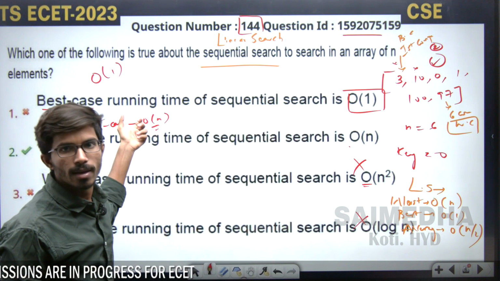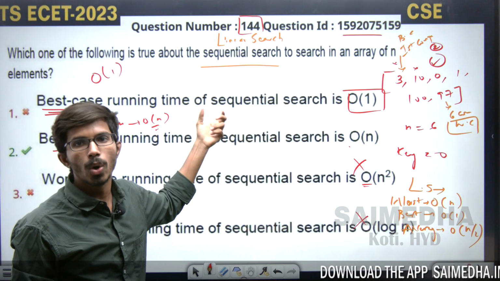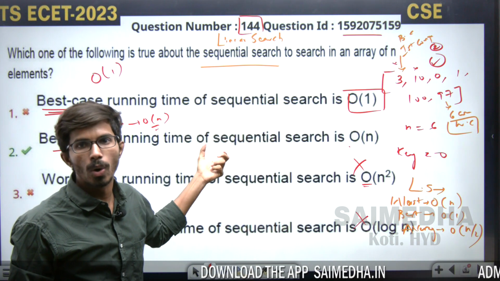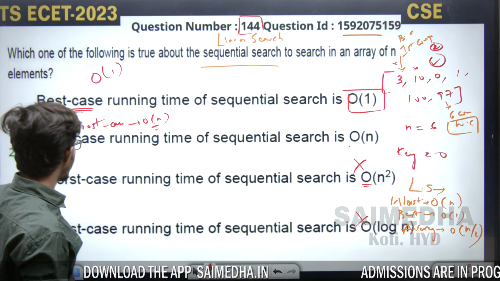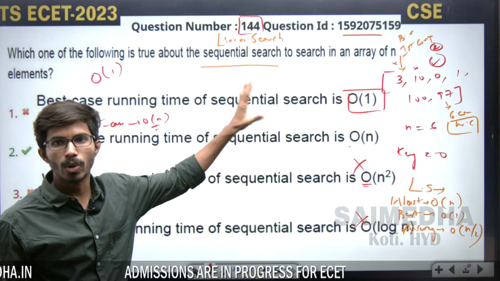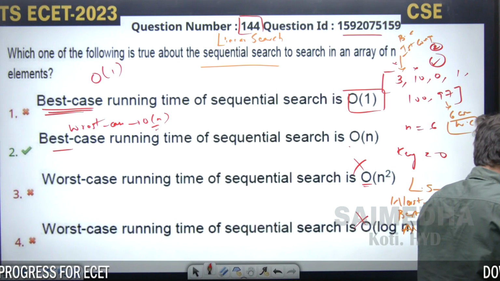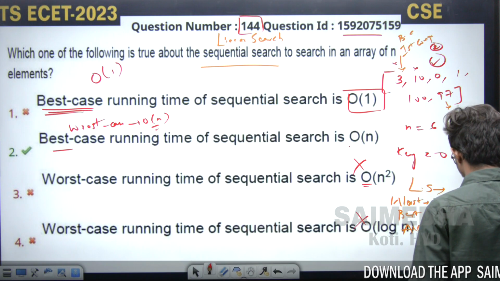The answer is: best case running time complexity for sequential search is big O of 1, not big O of n. They are giving best case as big O of n. This is not the right option. The best case is always big O of 1. This is the explanation. Note down. Next question.